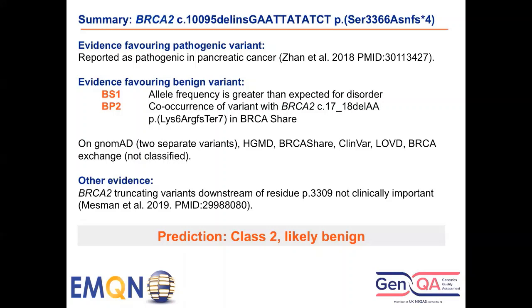In addition, the other evidence that is actually quite tricky to incorporate into the ACMG framework is that we know this is downstream of the common p.Lys3326 truncating variant that's just been presented by Emma. And we also know from this functional study by Mesman et al. that the p.3309 truncating variant was shown to not be clinically important. So in summary, we can classify this variant as a class 2 likely benign.